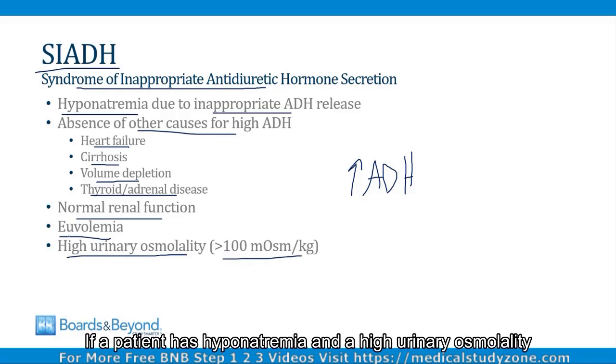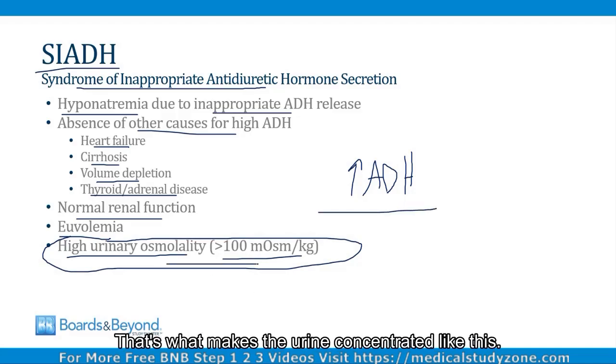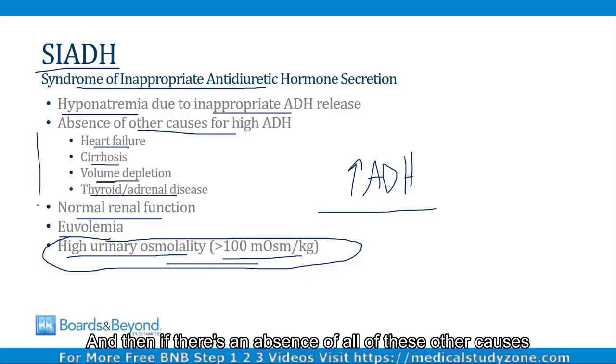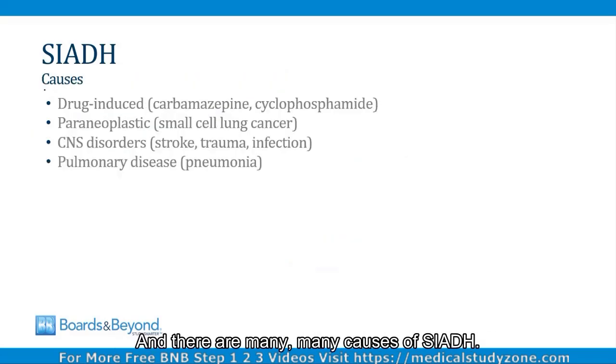If a patient has hyponatremia and a high urinary osmolality, that tells you that the ADH level must be high. That's what makes the urine concentrated like this. And then if there's an absence of all of these other causes of high ADH, then the diagnosis is made of SIADH. And there are many, many causes of SIADH.